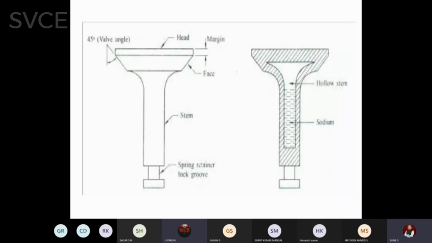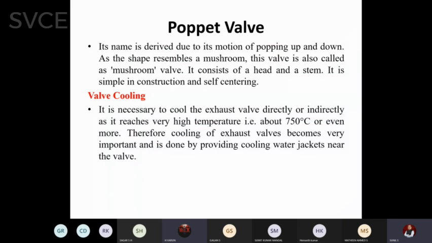Okay, so it's a poppet valve. The name is given because of its motion. It will be popping up and down inside the cylinder head, so the name poppet valve is given. It also looks similar to a mushroom, hence it is also called a mushroom valve. It consists primarily of a head and a stem. The head will be inside the cylinder; it will open and block. The stem is directly connected to the cooling mechanism as well as the cam.